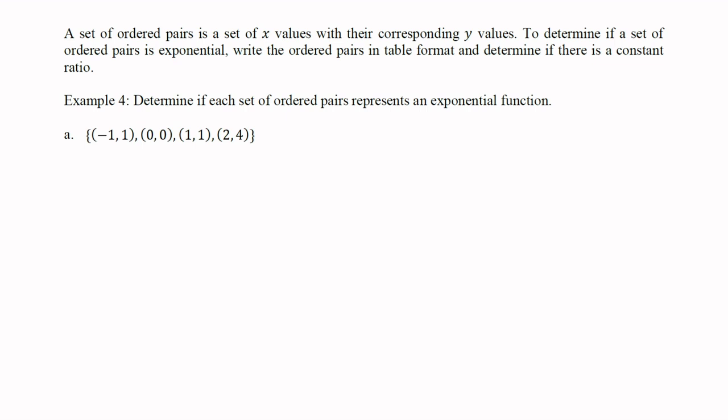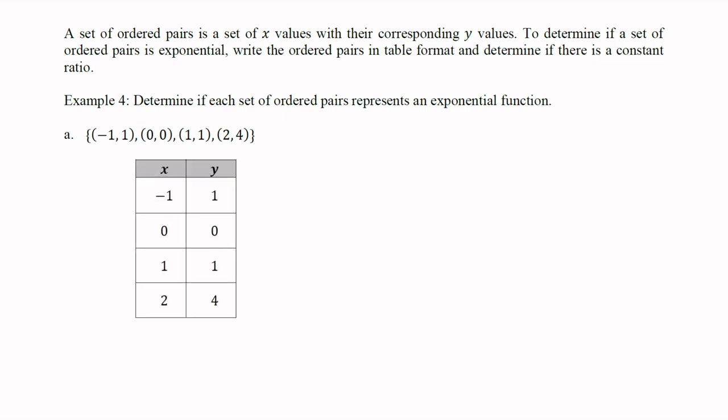Let's rearrange this into a table so we can more easily look at it. You can see that the x values add 1 each time. For our y's, from 1 to 0, you have to multiply by 0. Now, what can you multiply by 0 to get 1? Well, there isn't anything that you can multiply 0 by to get 1, because anything times 0 is just going to give you 0. So right there, that tells us we're not exponential.